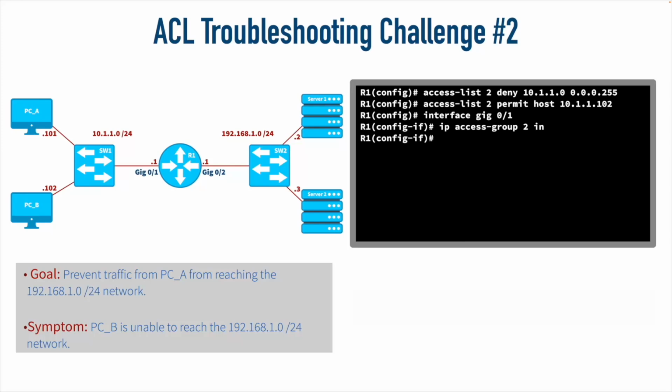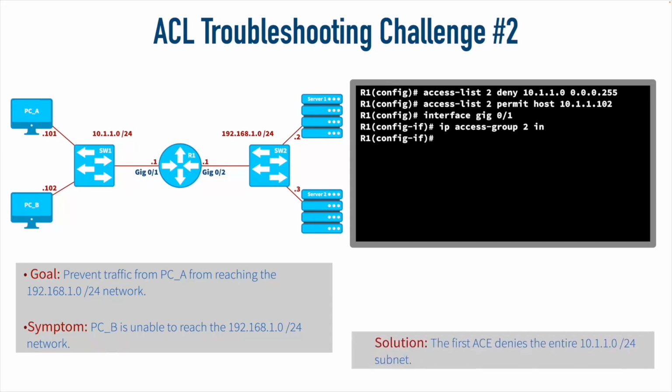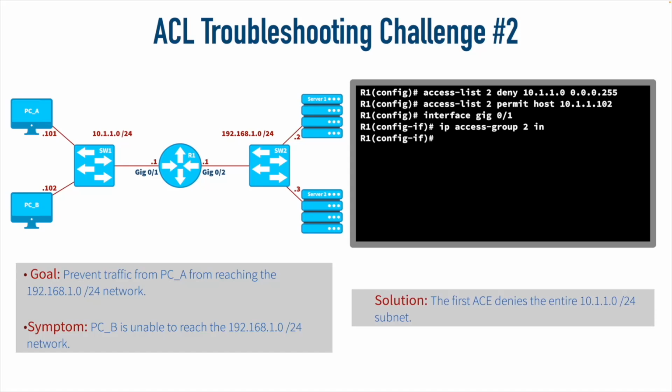All right, in this case, even though we gave an ACE to explicitly permit that host, it was never evaluated because we did not put that more specific ACE at the top of our list. We instead began by denying the entire 10.1.1.0/24 network, which includes PCB. So it was denied in that first ACE before we ever got to the second ACE that said we should permit PCB. The fix for this is to reverse those first two ACEs.